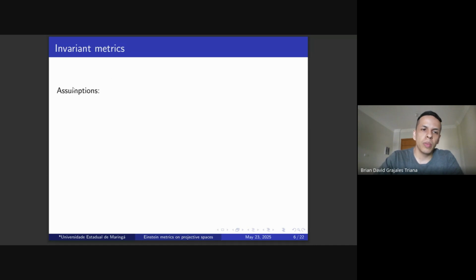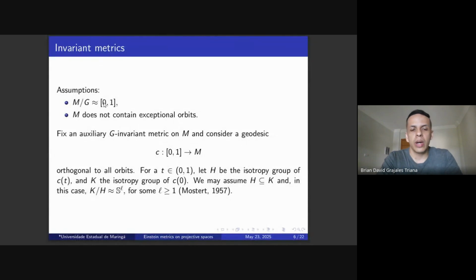We are going to make some assumptions. The first assumption is that the manifold is compact and the quotient is homeomorphic, in some cases diffeomorphic, to a closed interval. And we are going to assume that the manifold does not contain any exceptional orbits. So the boundary points correspond, in fact, to singular orbits. Then what we are going to do now is try to describe the Riemannian geometry of manifolds with this kind of actions.